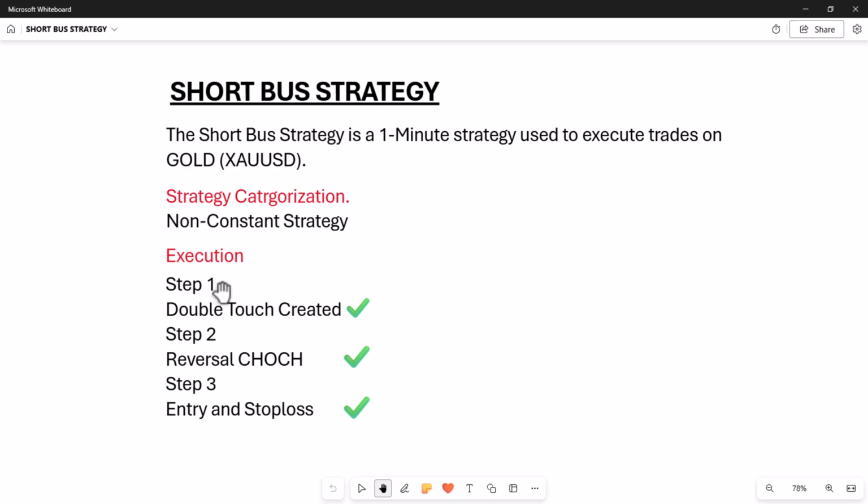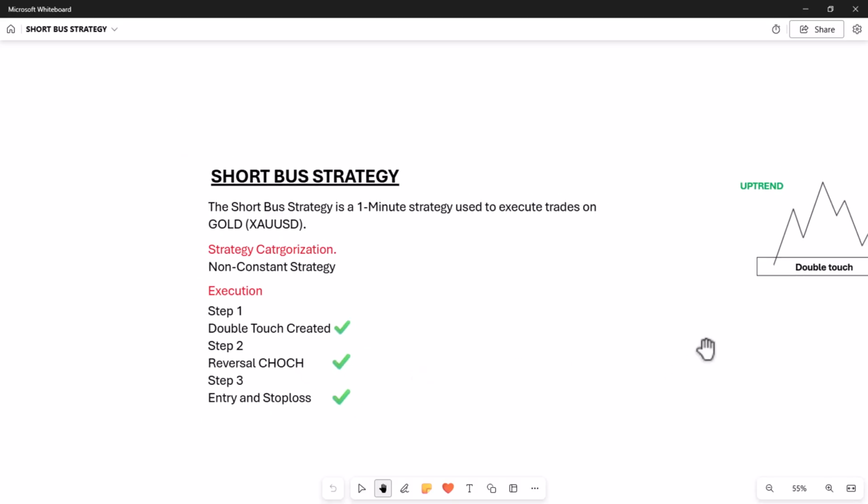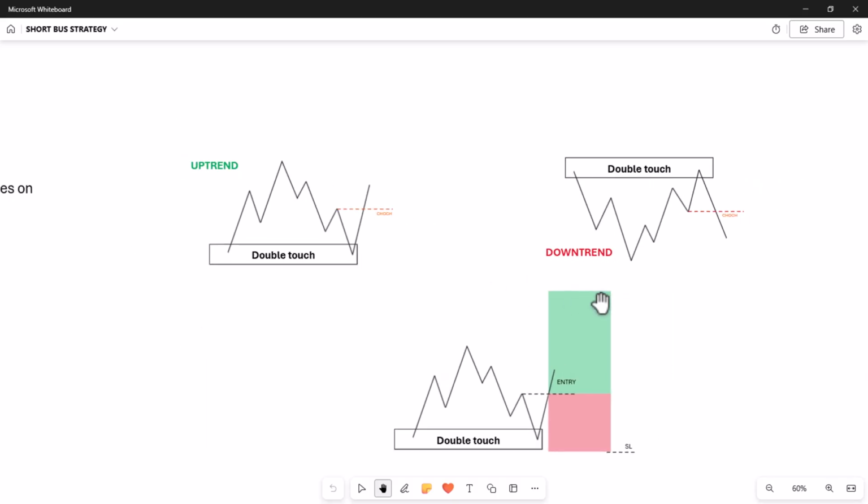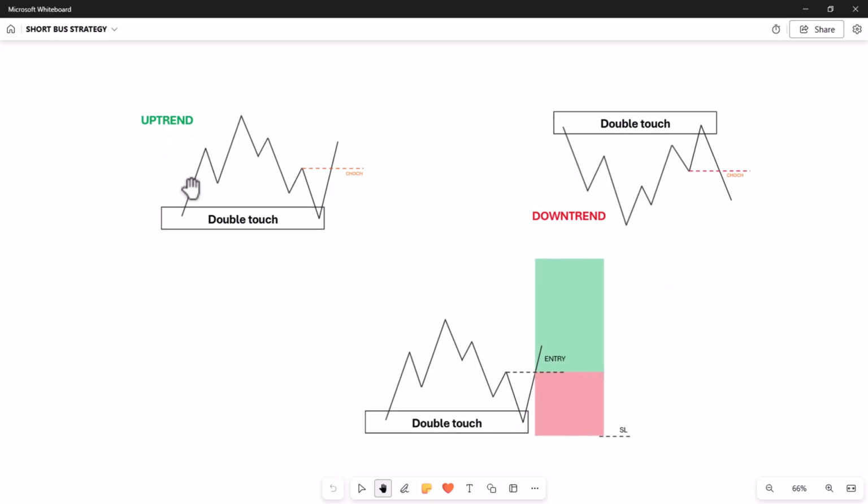So we only need 3 steps to actually execute the strategy. The first thing is just a double touch. If a double touch is created, then we'll look for a reversal, which is also a change of character, right? And we'll enter into our trade and put our stop. That's just how it is. It's very easy. Now this is the models. This is the uptrend model and this is the downtrend model.